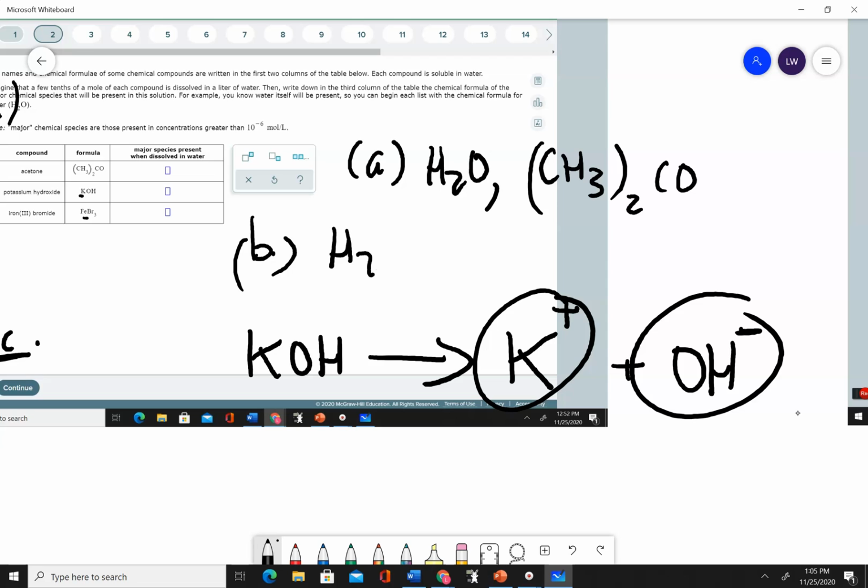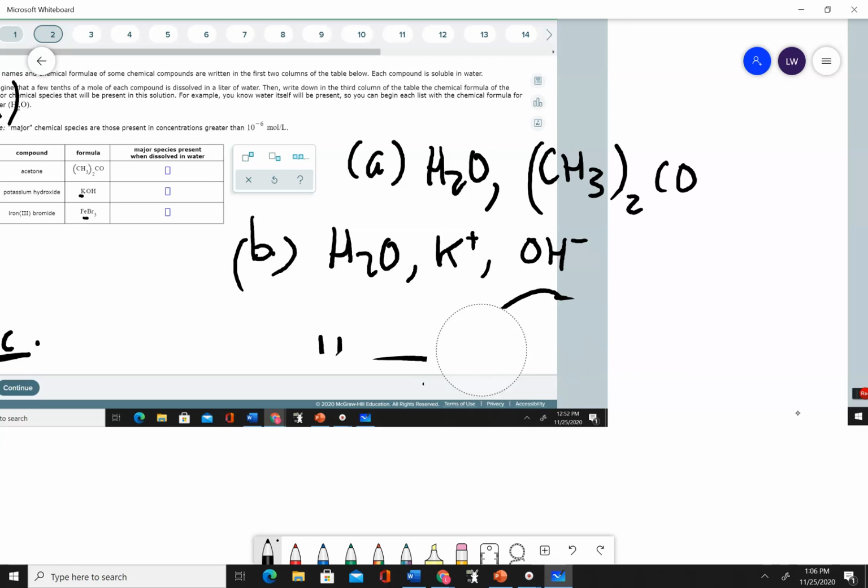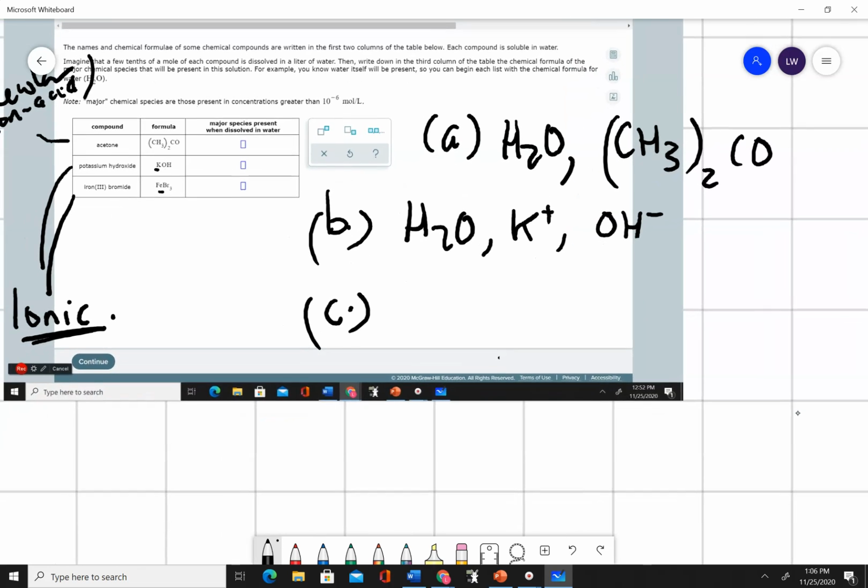So it'll be water, potassium ions, and hydroxide ions. Sometimes people want to break the polyatomic ion down into its components. Don't do that. If it's a polyatomic ion, the atoms that make up that ion remain bound to one another.